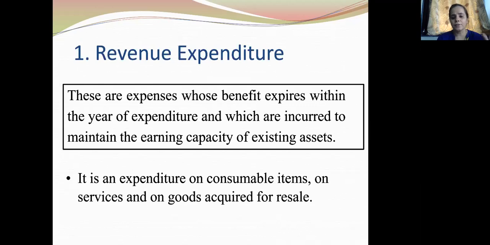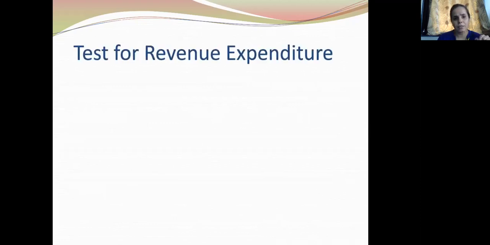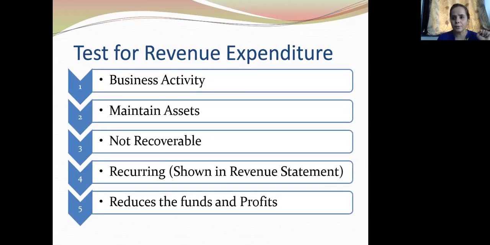As a student, how will you recognize that these are revenue expenses? That is called the test for revenue expenses. There are five tests for revenue expenses. First, if any expenditure is done with the intention of a routine activity or business activity, it is called a revenue expense. Like if you are spending for the maintenance of an asset, because maintenance of an asset is an expense which is recurring in nature. Recurring means those are expenses you have to incur again and again. So maintenance of any asset is also a revenue expenditure.